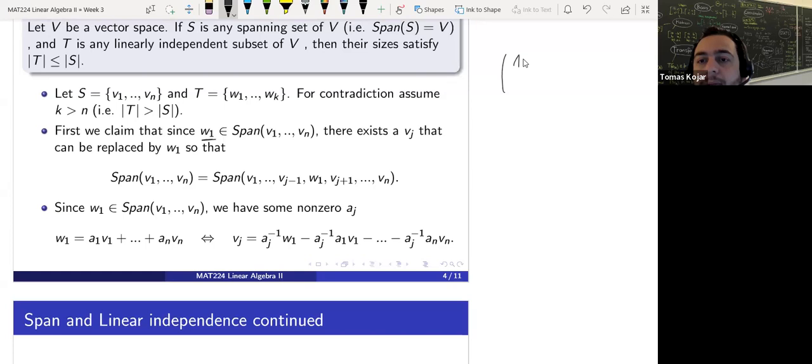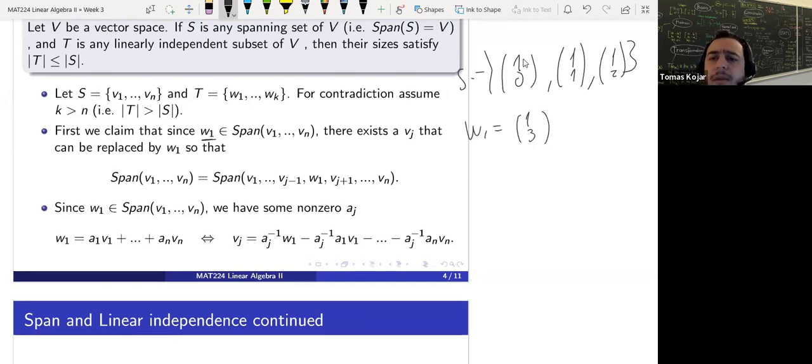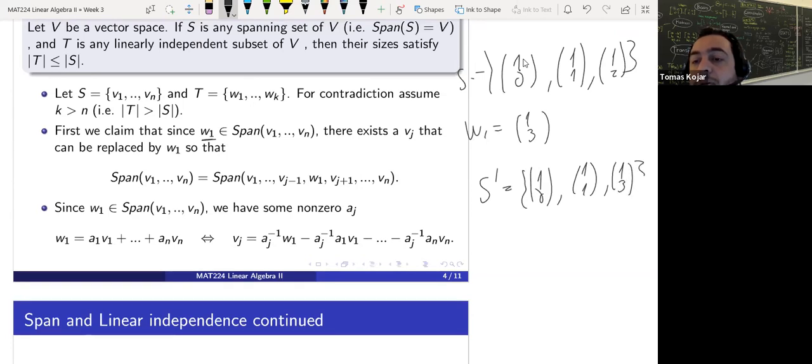An example would be, you have (1,0), (1,1), and (1,2). This is your S, and then take W1 to be, I don't know, (1,3). In this case, you can get an S prime to be (1,0), (1,1), and then you can replace the third guy. That's the idea. So we do a replacement trick.